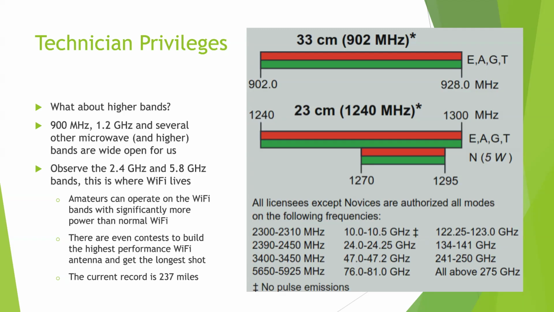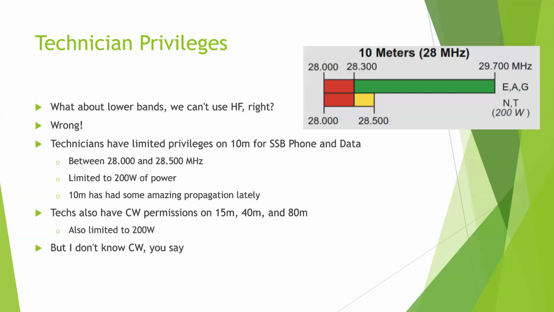We can operate on those bands with full privileges. We can do whatever we want up there, as long as it's not illegal stuff. But yeah, so we definitely have privileges on the higher frequencies. And what about lower bands? The assumption is, well, we can't really use HF, right? Well, we actually can use HF.